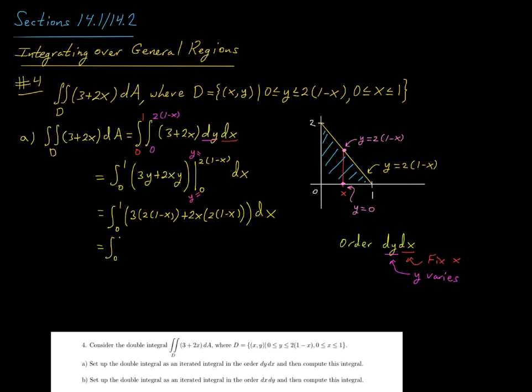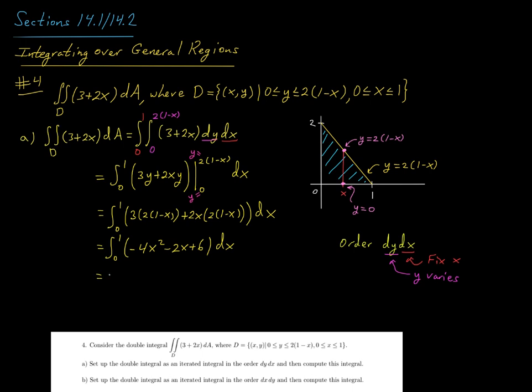Now do a little cleanup, and as a little side calculation, you can find this is equal to minus 4x squared minus 2x plus 6.